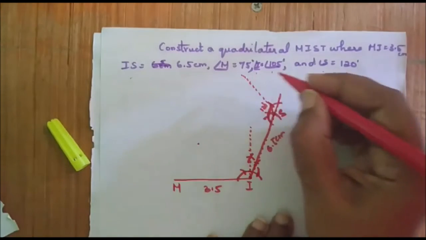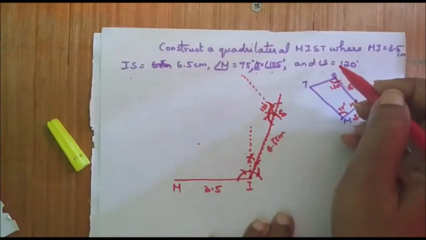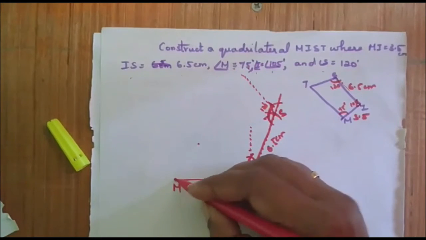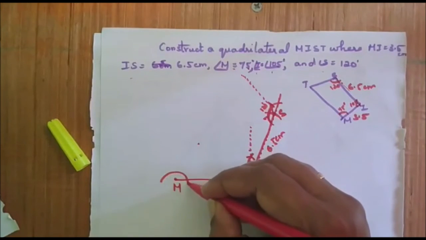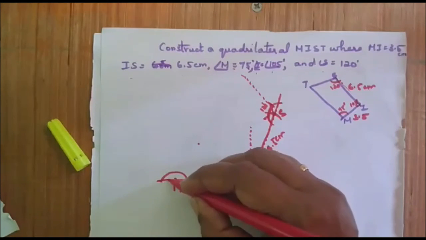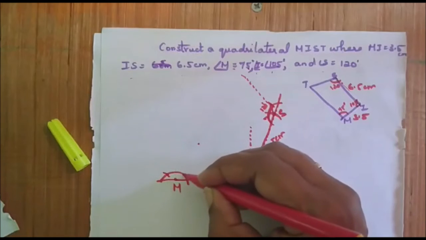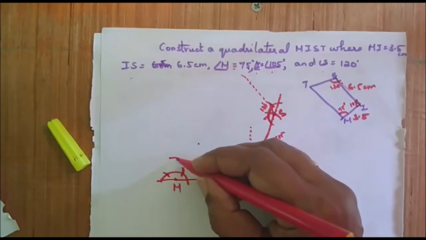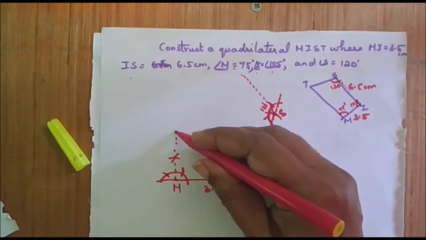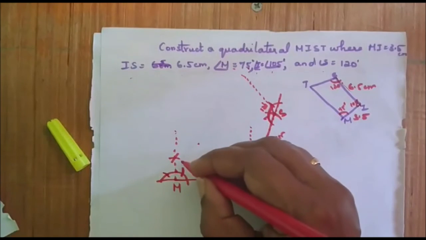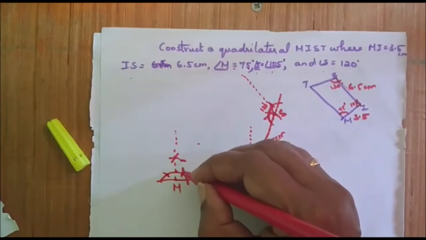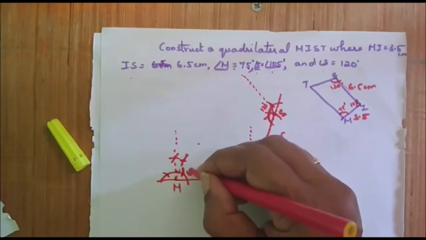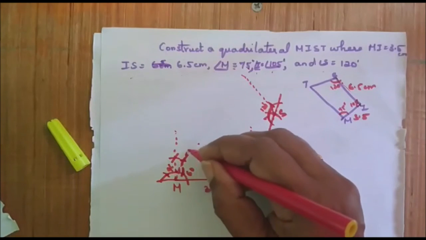Now it is given that angle M is 75 degrees. So I keep my compass here, draw an arc and cut. Keeping it over here, I make an arc, and keeping it here, I make another arc. Then keeping the compass at both these places, I make two arcs and draw the perpendicular bisector. Then I keep my compass here and draw an arc here, and keep my compass here and draw an arc here. So between 60 and 90, I get 75 degrees.